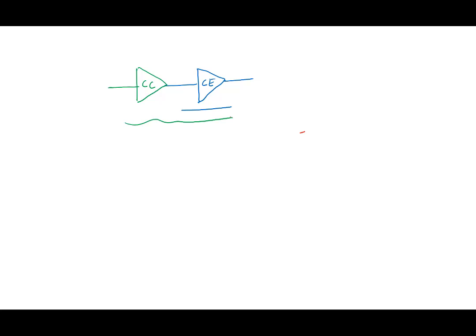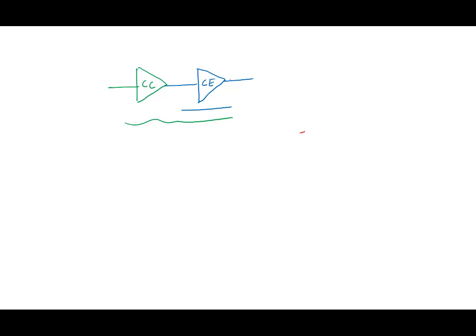Together, what will this amplifier give me? Common collector followed by common emitter. High input resistance, and common emitter will give me high gain. Output resistance is still limited by the common emitter stage, right? So this amplifier will now have two things in its favor.